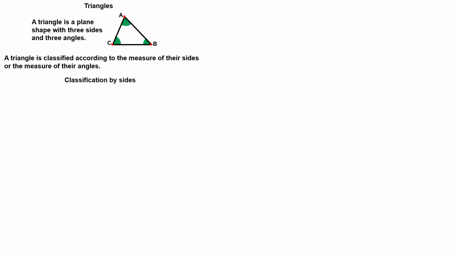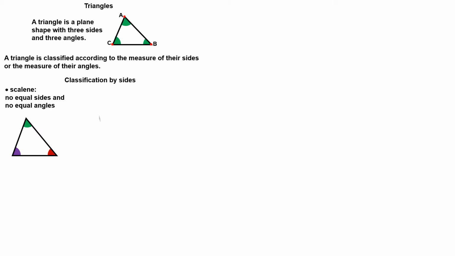Classification by sides. A triangle without any congruent sides or angles is called a scalene triangle. Scalene triangle: no equal sides and no equal angles.